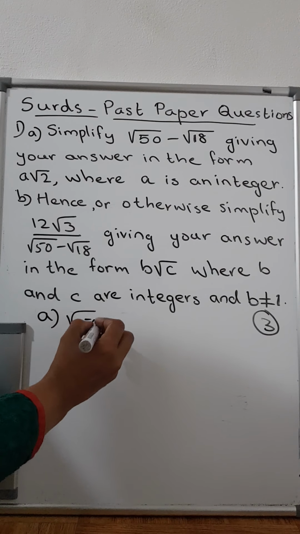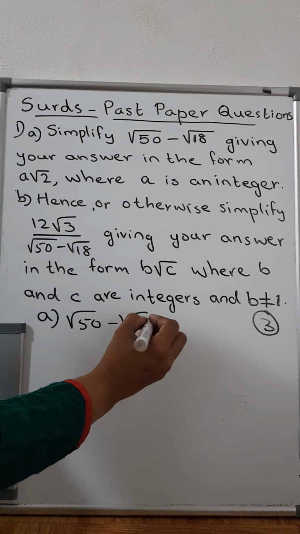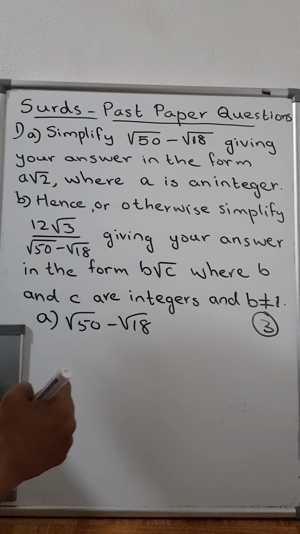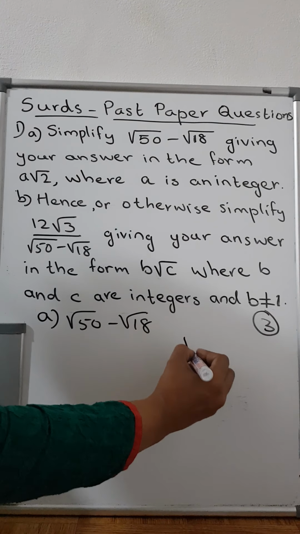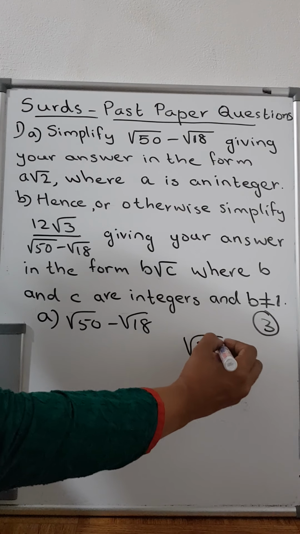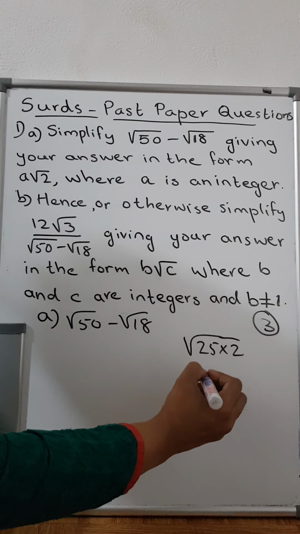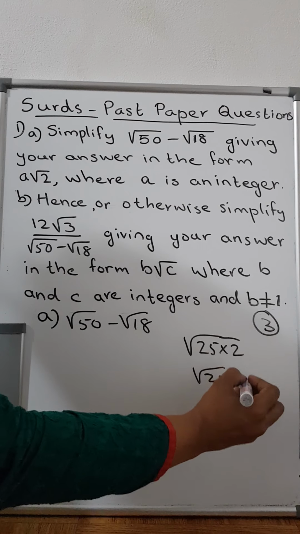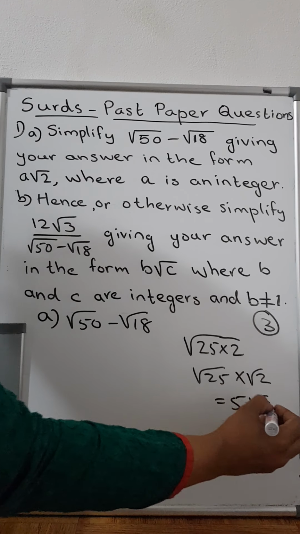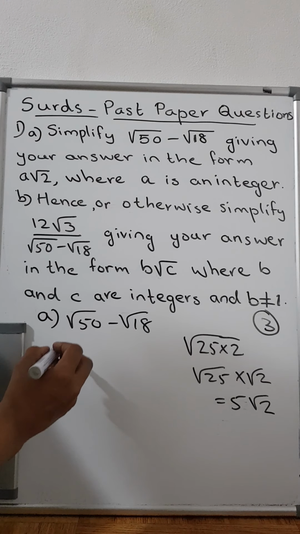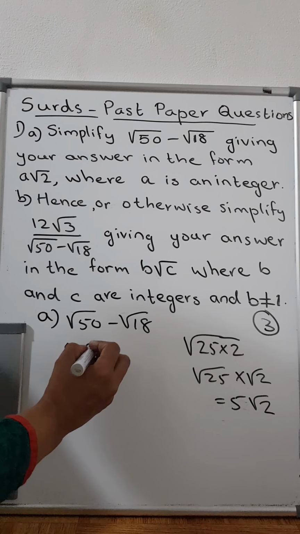Root 50 minus root 18. See, 50 is 25 times 2 when we write it as a factor of a perfect square. So root 50 we can write as root of 25 times 2. That is root 25 times root 2, that is equal to 5 root 2. So you see, we can write root 50 as 5 root 2.